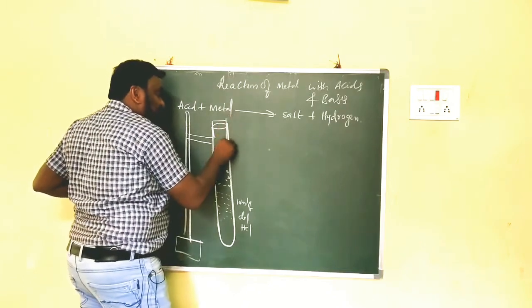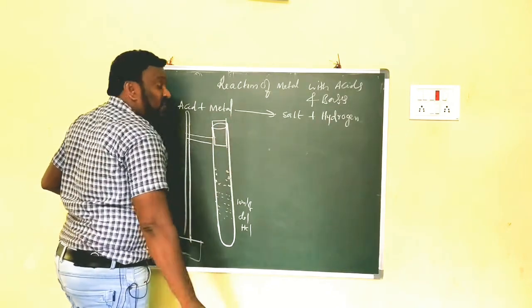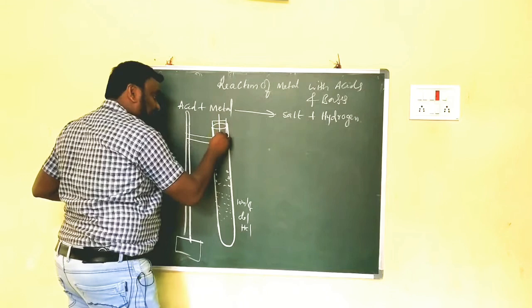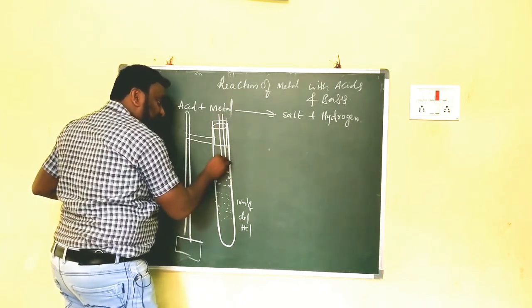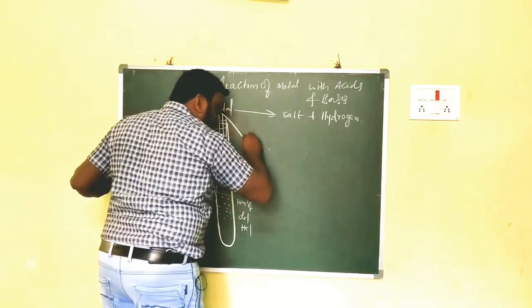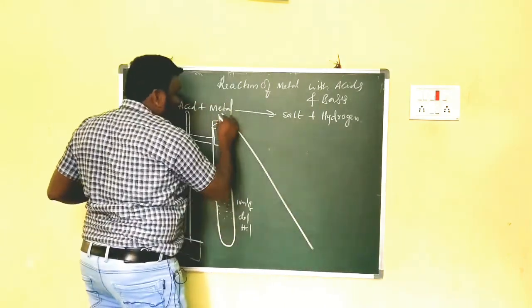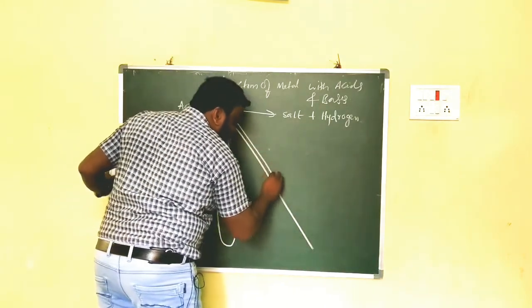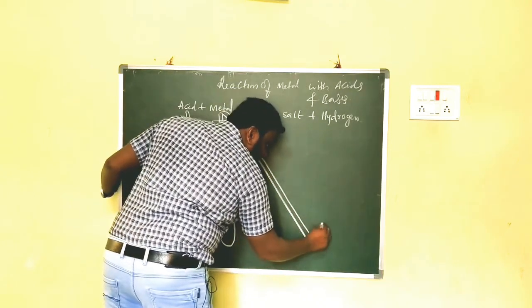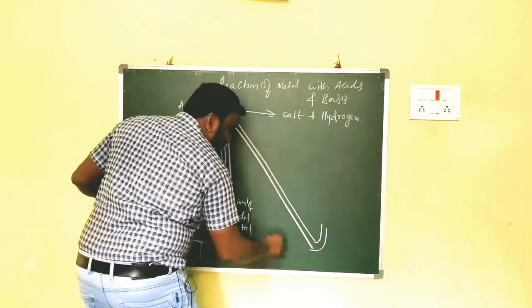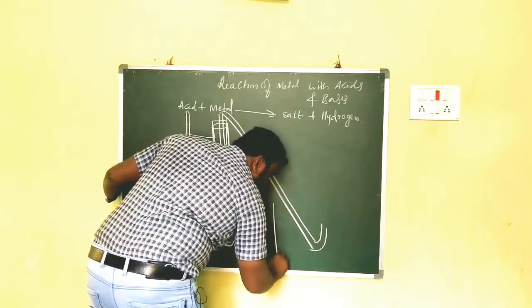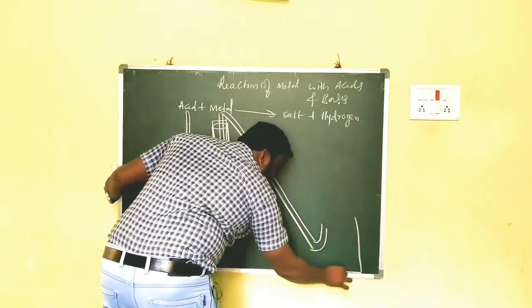And here there is a stopper, a rubber cork. For that, some slit is there. From that, we have to attach one delivery tube. One delivery tube we have to attach. So the delivery tube must be kept in a trough.